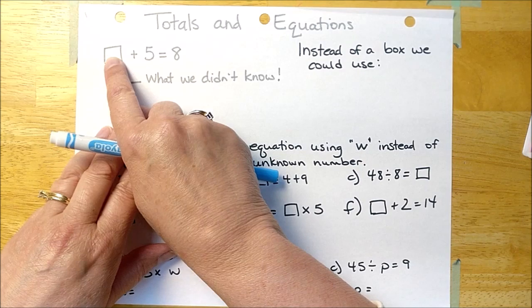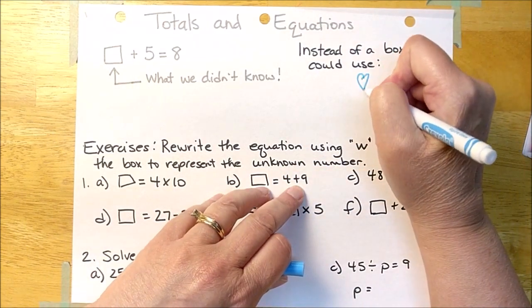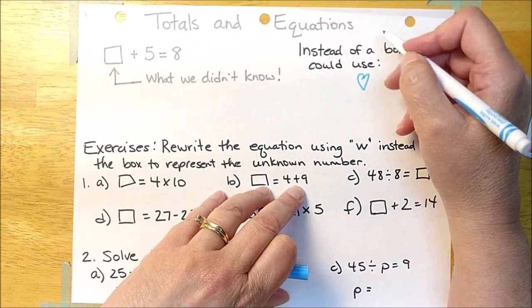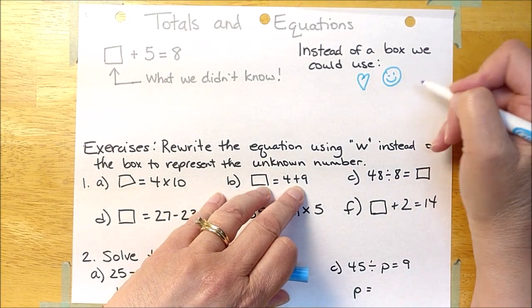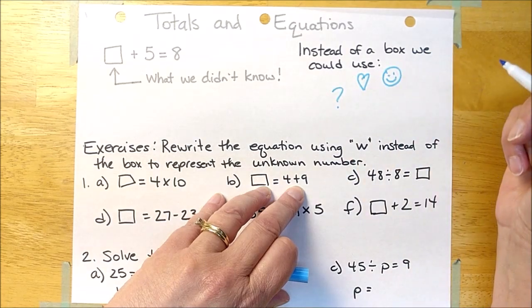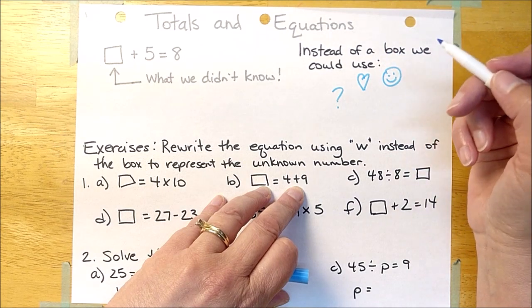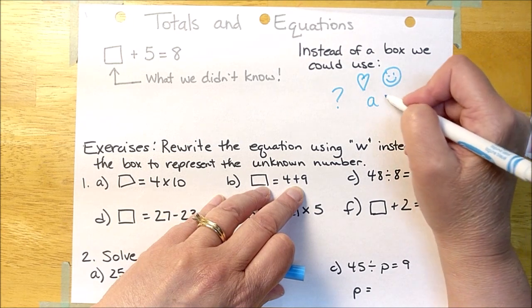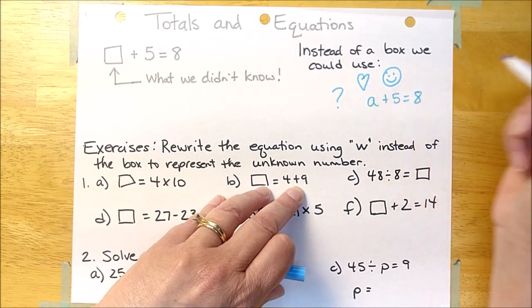But instead of a box, we could use other things, like a heart. We don't know what the heart is. Or we could say a smiley face. We don't know what it is. Or we could use a question mark. Question mark plus 5 equals 8. We're not sure what it is. Or even mathematicians have used letters of the alphabet. So they would say A plus 5 equals 8. We don't know what that is.